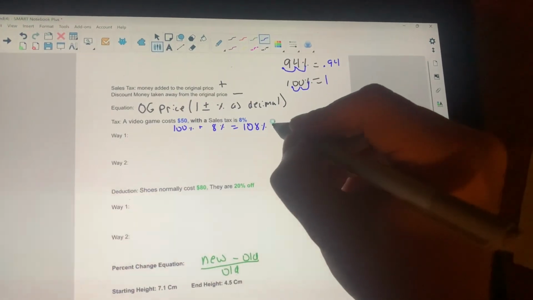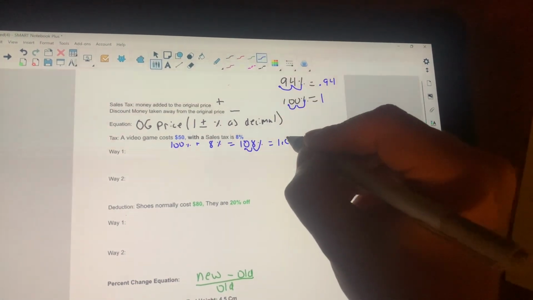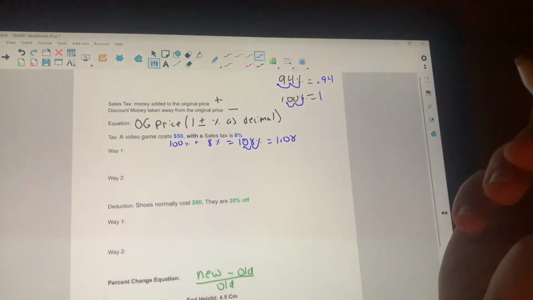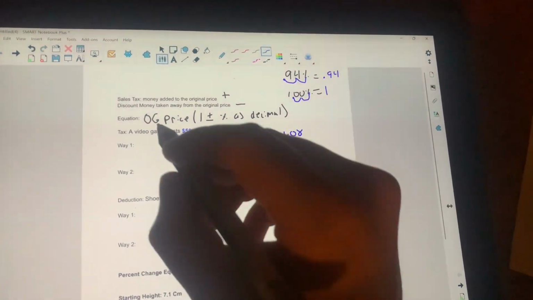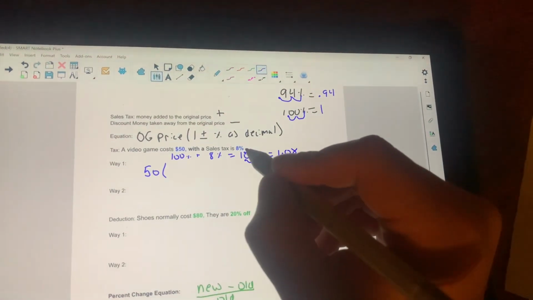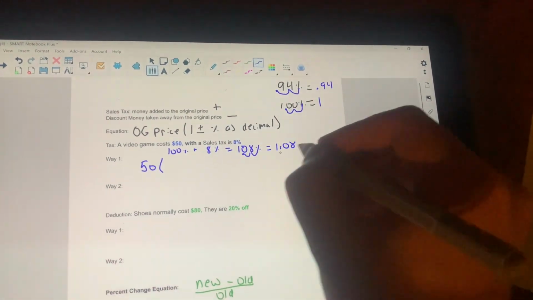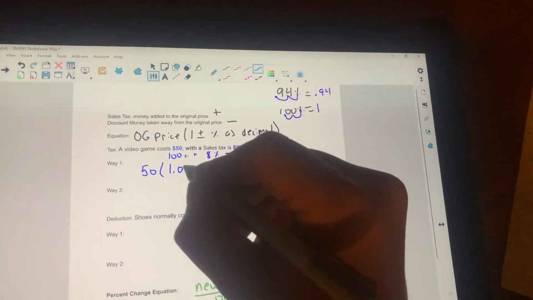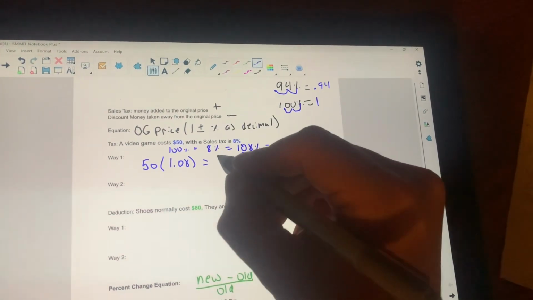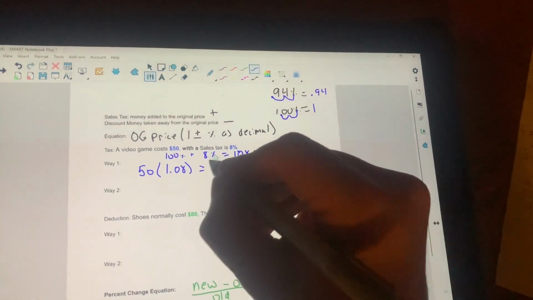108% as a decimal is, if I move it 1, 2, is 1.08. So now I'm just going to go off to my equation. The original price, which was $50, times my percent that I found, so 1.08. Put that in a calculator. That gives you $54.